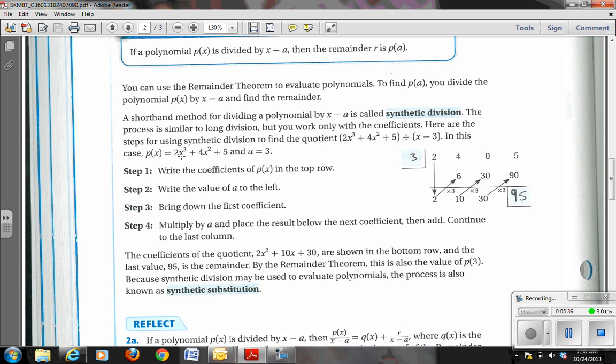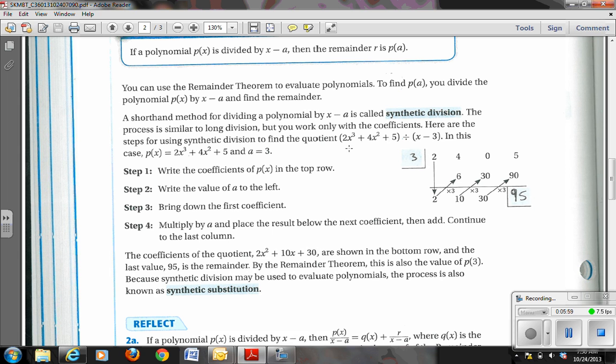So here's our practice one we're going to do. So 2x cubed plus 4x squared plus 5, and we're dividing it by x minus 3. So up here you can see it written with the division symbol and the x minus 3. So first thing to do is think, okay, x minus 3, what is the 0 of that? That would be just 3. So I'm going to put 3 in this little box on the side, or this little corner here.